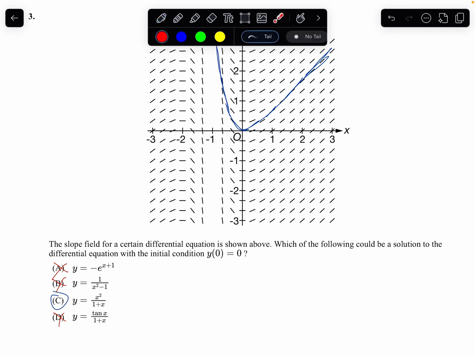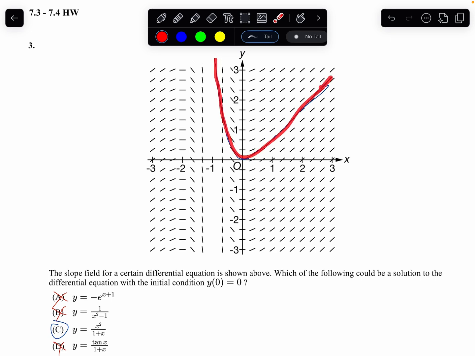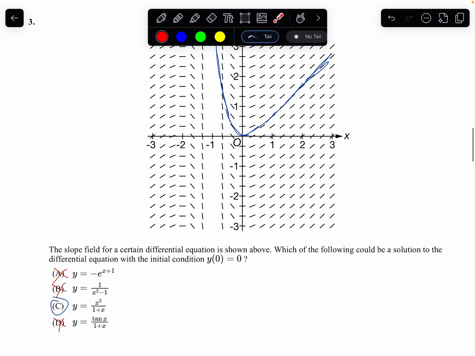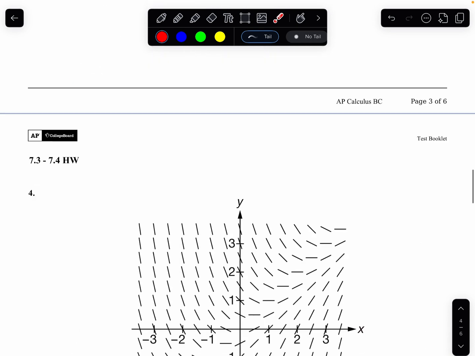Just by plugging in points, I can see that it matches where I believe the curve is. If I plug in 3, that's 9 divided by 3, which should be close to 3. So yeah, I feel good about that. If you look at the key, there might be another better explanation, but I'm just going with plugging in some points for that one.